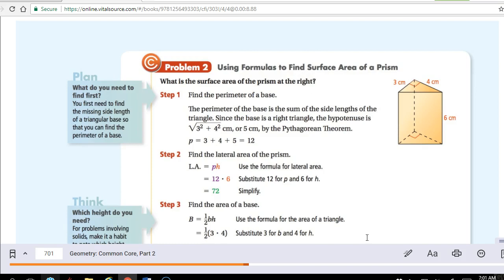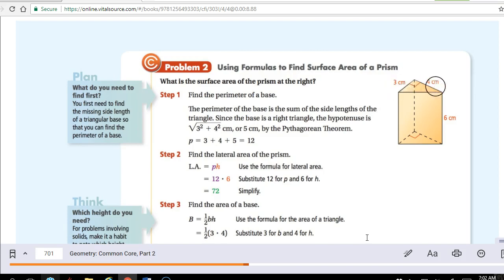Now, there's several steps to be able to do that. One is we got to find the perimeter of the base. Now, the bases are the two that match each other, which a lot of times I say top and bottom, but if this were laying on its side, it would be left and right. So it's the two shapes, and only two, that match each other are considered the bases.